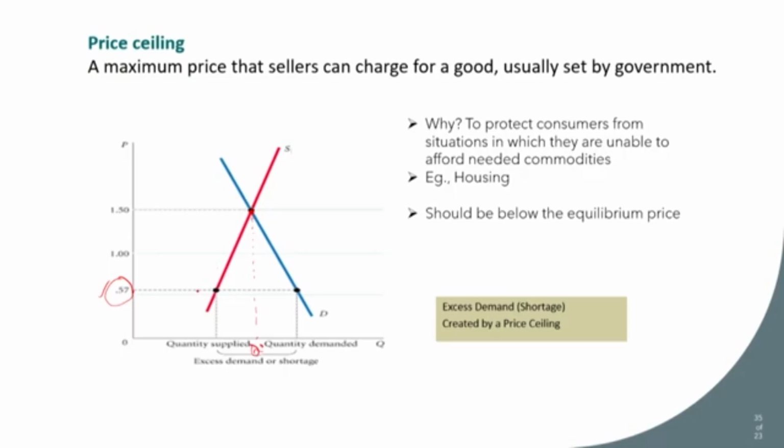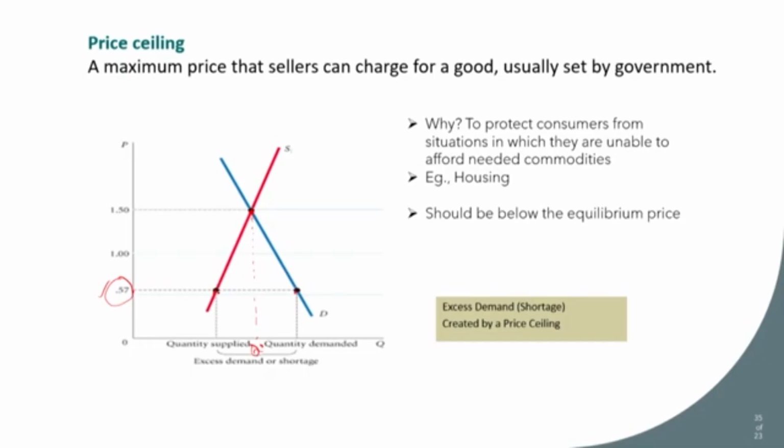And what the government would say here is that they tell the seller that you cannot charge a price above this. They cannot charge 0.58 or 0.1 or 1.5 million. They can charge only 0.57 or even below. So that is the maximum price sellers can charge for a good. Now you look at the demand and supply point.